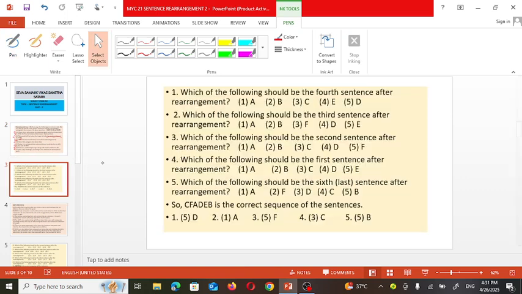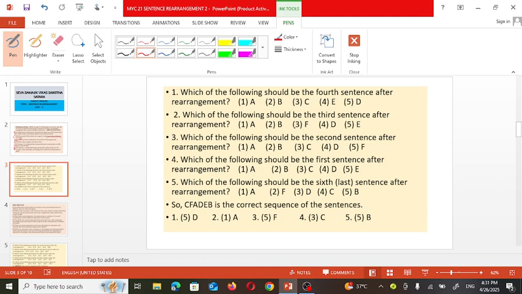Now the question can be asked like this: which of the following should be the fourth one, which will be the third one, which will be the second one, which will be the first one? It is not necessary that they will ask which one will be the first, which one will be the second in that series. No, they can ask anyhow. And even if you see here it is given A, B, C, D, E, it won't be like that. It can be A, B, C, E, D.